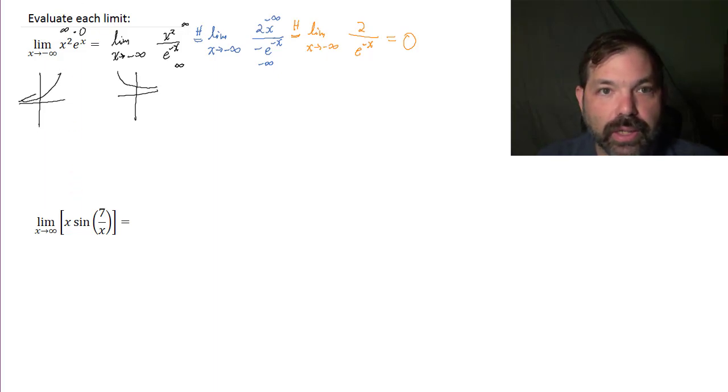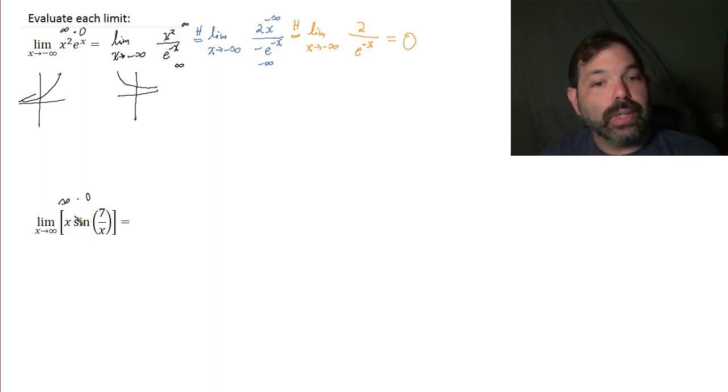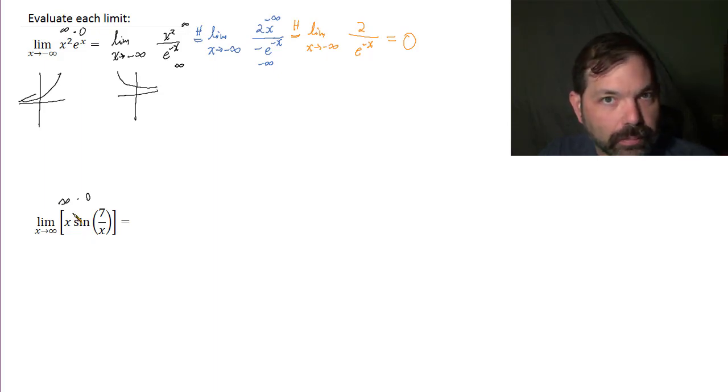Let's look at this next example. The limit as x approaches infinity of x times the sine of 7 over x. As x approaches infinity, x approaches infinity, 7 over x goes to 0, and the sine of 0 is 0. So again, this is an indeterminate form of the form infinity times 0. Why don't you try and take it from here and see if you can evaluate this limit.